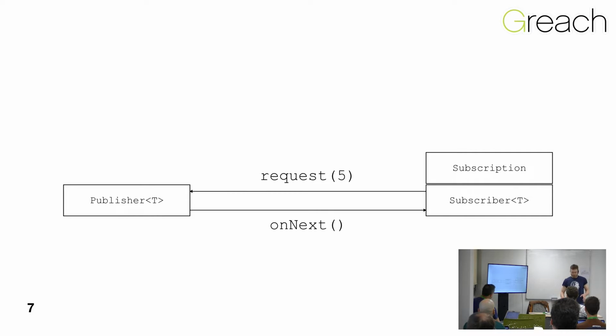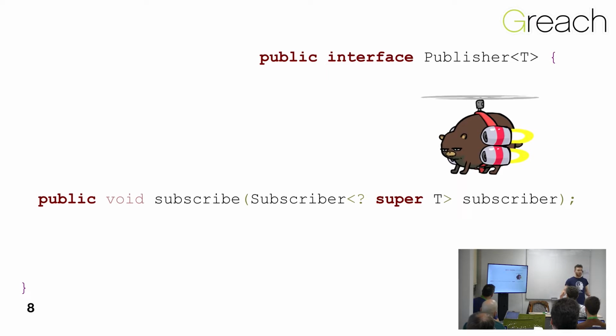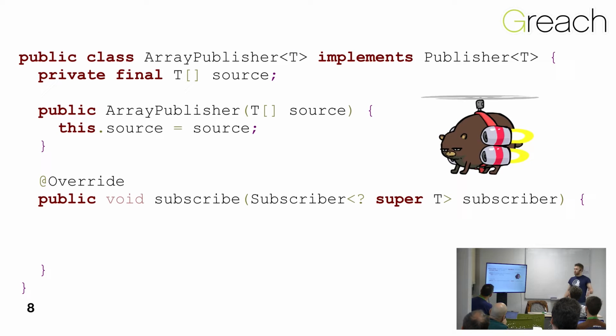And from first glance, especially if you look at the Publisher interface, we will see just one method which accepts a subscriber and in that way connects the two parts. It doesn't look really hard. Who thinks this is something complex? No, it doesn't seem really complex. Let's try, just for practice, to implement the ArrayPublisher. This is a version of a publisher which takes an array as a parameter and sends this array to the subscriber.